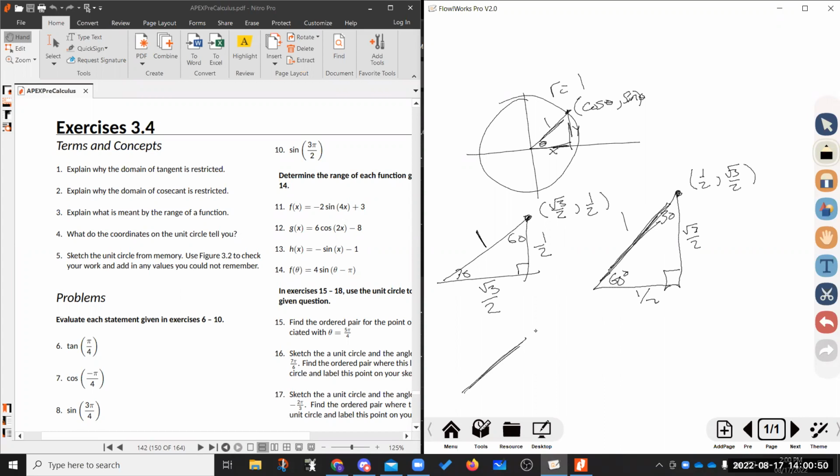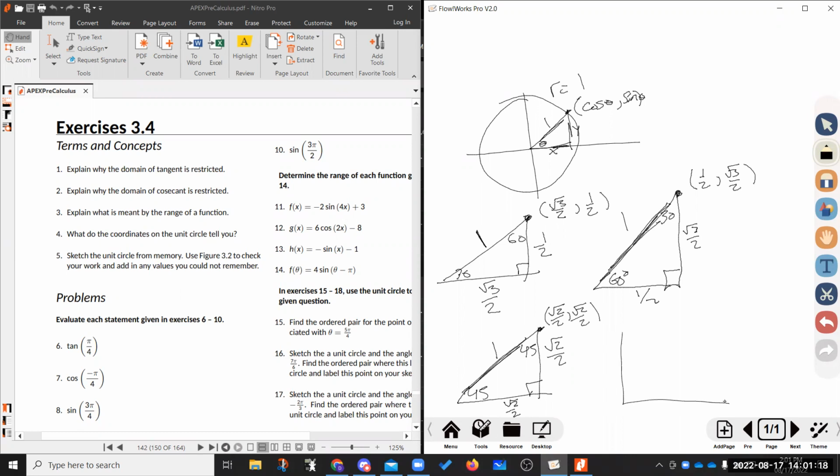Then I have one last one. I have my 45, 45, 90. Normally I would write 1, 1, √2, but I'm not going to do that. I'm going to divide everything by √2 so the radius is 1 again. This is 1 over √2 or √2 over 2 and √2 over 2. So this point out here on the unit circle is going to be √2 over 2, √2 over 2. So those are going to be my important positions.